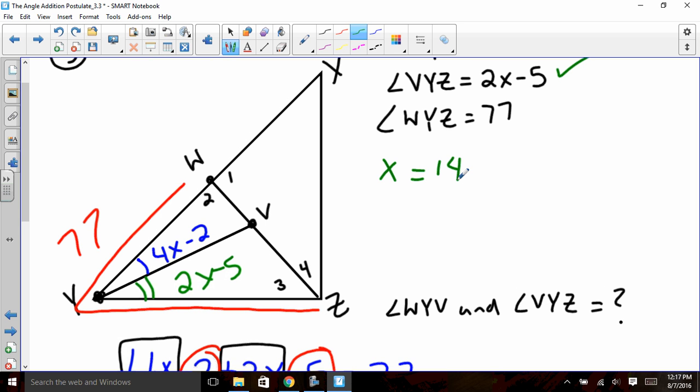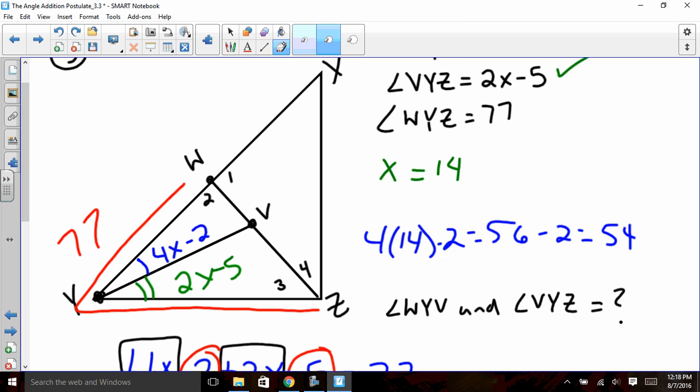But have we answered my question? Well, I can see that I have a question down here asking me what these two angles are. So now we do have to go back and plug them in. So my 4x minus 2, or angle WYV, means I'm going to take 4 times 14 minus 2, which gives me 56 minus 2, which gives me a total of 54. So that angle over there is actually 54 degrees.